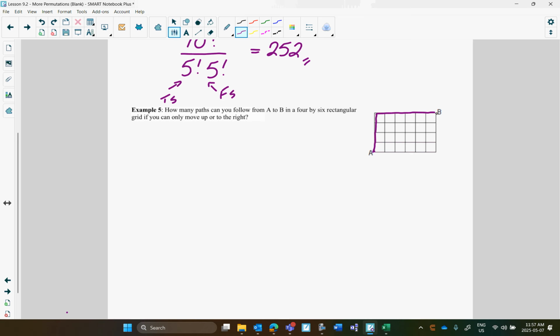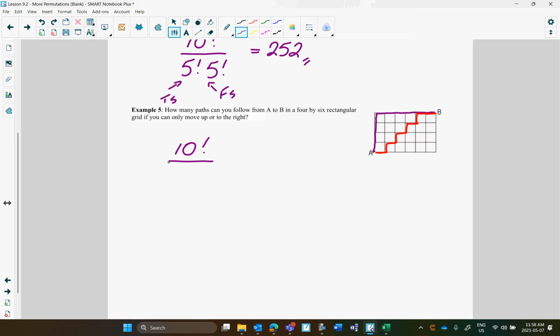Isn't that going to be the same no matter what? So if I started at A and went 1, 2, 3, 4, 5, 6, 7, 8, 9, 10. Same thing. It's always 10. Okay? So that means 10 factorial. Now, we're going to have repeats though, right? We're going to repeat how many times we go up and how many times we go right.